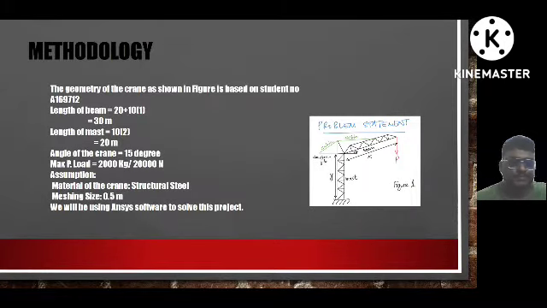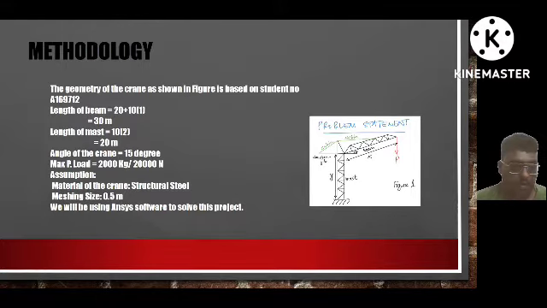For methodology, the geometry of the crane, as shown in the figure, is based on our student metric number, where the last two digits are used. For the length of the beam, 20 plus 10 times 1, which is 30, is the length of the beam as shown in the picture. And for the mass, we use 20 meters for the mass length. The angle of the crane is set to 15 degrees as per our liking, because it can be any degree that we want to use.